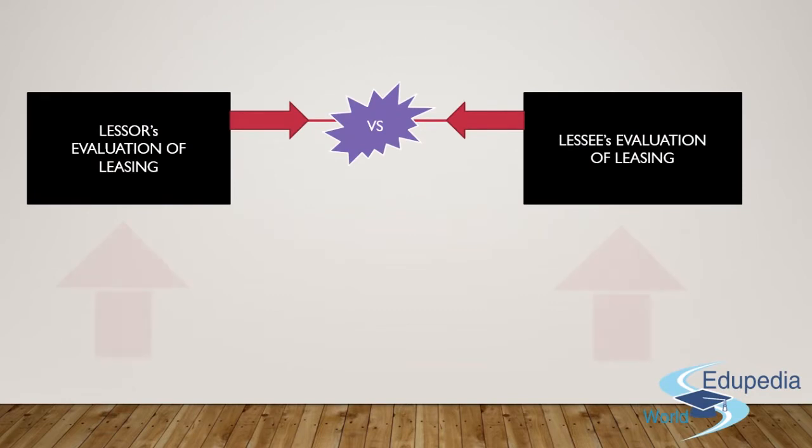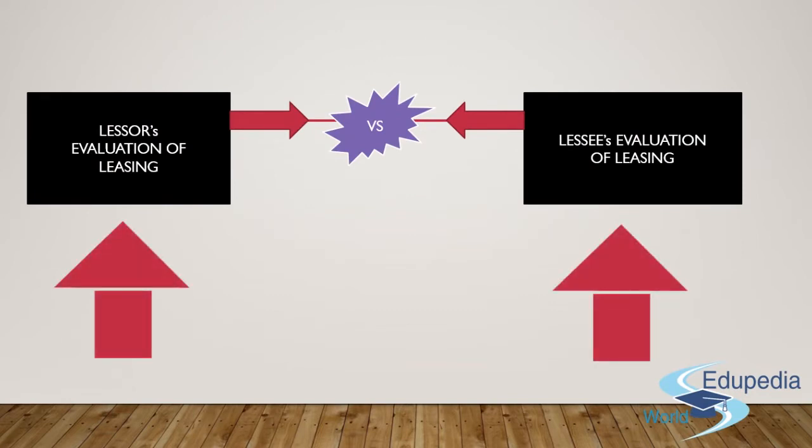The first one is going to be the lessor's evaluation of leasing versus the lessee's evaluation of leasing. Let's suppose I am the owner of an asset and I want to provide this asset to a lessee on rent in consideration of the lease rentals. So what parameters do I need to look at in order to ensure that I land up in a beneficial position? That is something that will be covered under the lessor's evaluation of leasing.